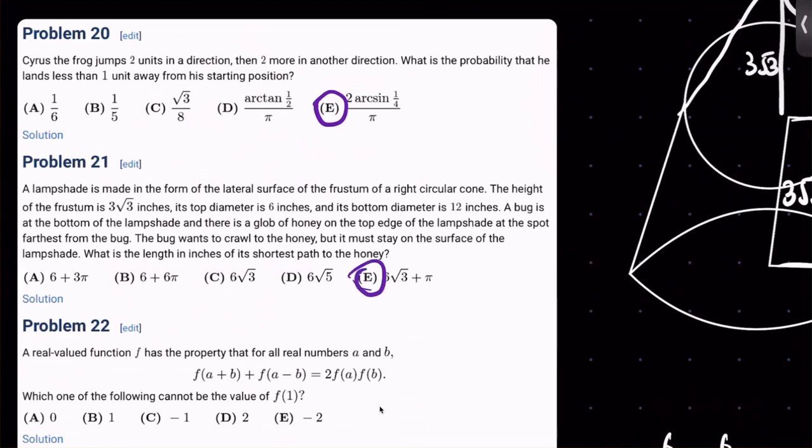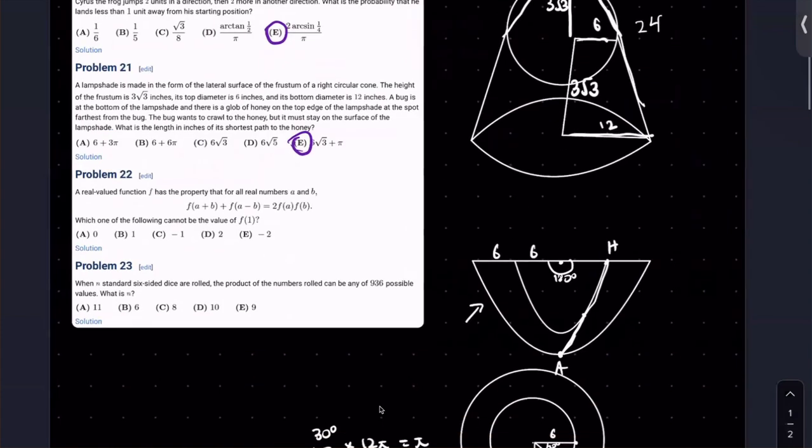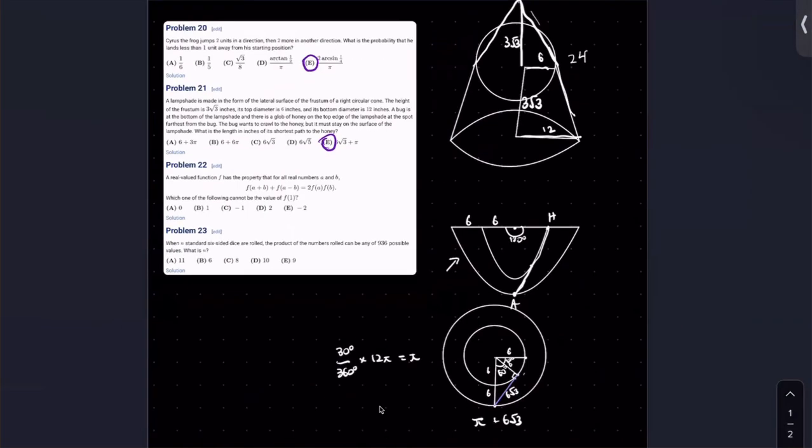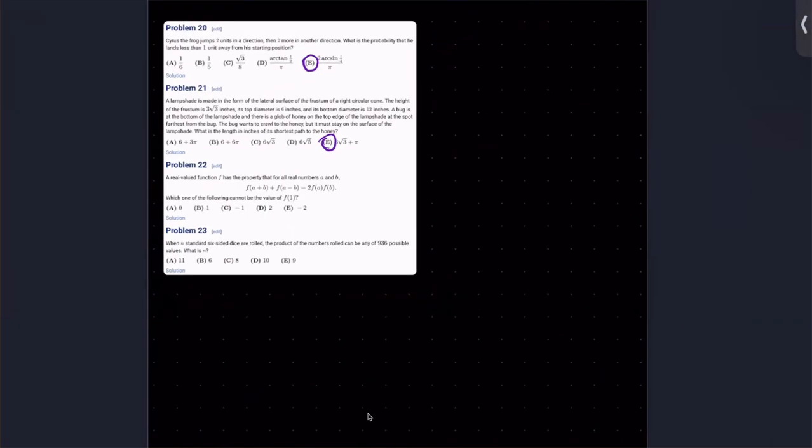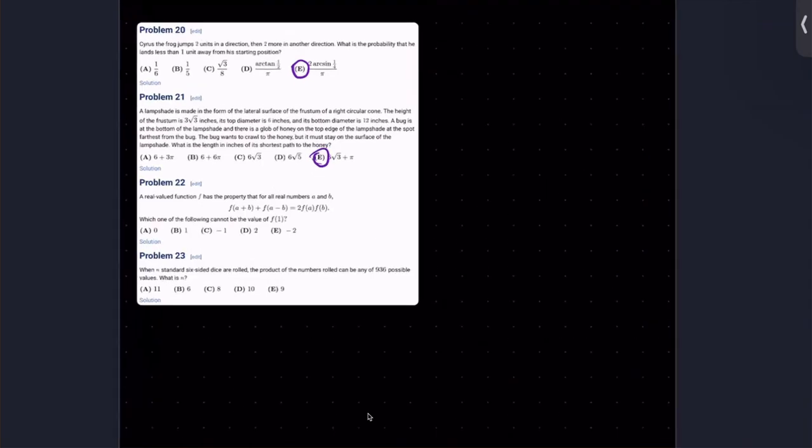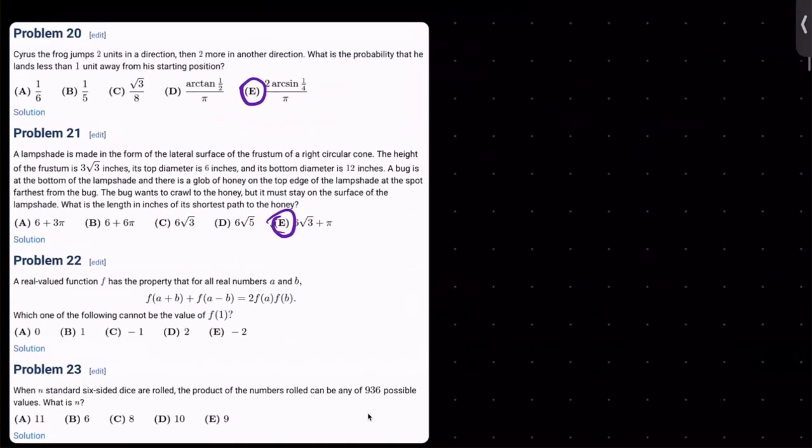Great. Okay, now let's do problem 22, an algebra problem. Let's erase this. Okay, now it's erased. Problem 22 reads: a real valued function f has a property that for all real numbers a and b, f of a plus b plus f of a minus b is equal to 2 f of a f of b. Which one of the following cannot be the value of f of 1?